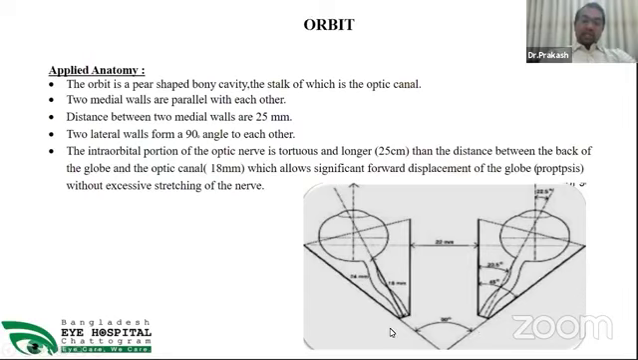Another important thing is the intraorbital portion of the optic nerve, as you can see over here, from the back of the globe up to the optic canal. The length of this intraorbital portion of the optic nerve is about 25 millimeters, which is more than the distance from the back of the globe to the optic canal. So the advantage of this is that in case of significant proptosis, there is less stress on the optic nerve.